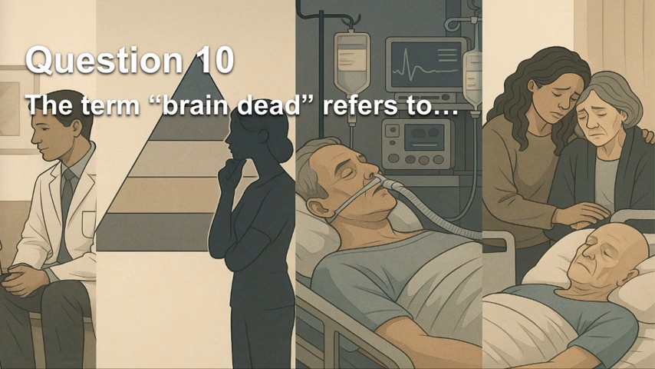Question 10. The term brain dead refers to... Now, what distinguishes brain death from coma or a vegetative state? Why is this diagnosis legally and ethically significant? What medical support can be maintained during brain death? And how does the definition affect organ donation protocols?